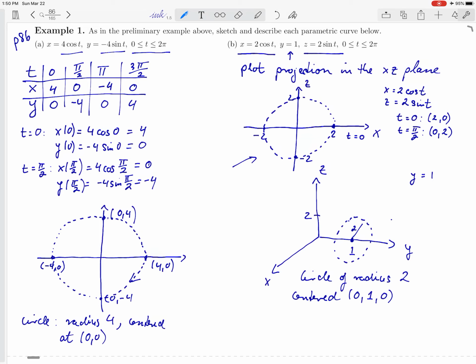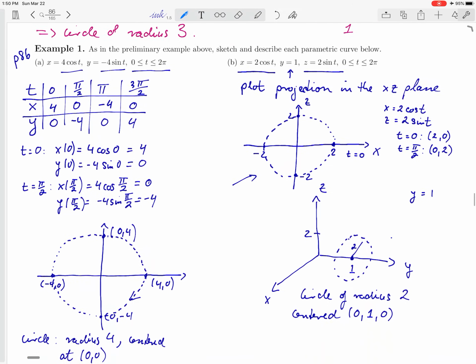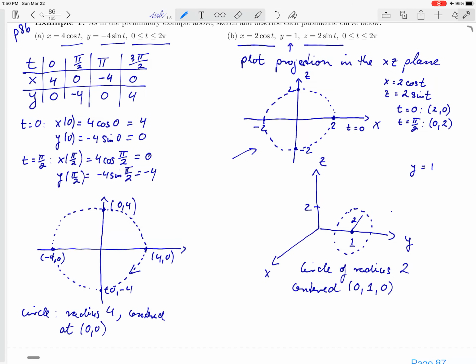Now the last question is: is this circle oriented clockwise or counterclockwise? Going back to our projection in the xz plane, we started over here on the positive x-axis and moved left. So we went counterclockwise right there. If we keep that orientation, then we are going to get an orientation that moves around this way.